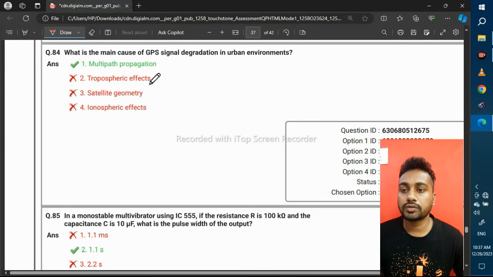What is the main cause of GPS signal degradation in urban environments? It is multipath propagation.